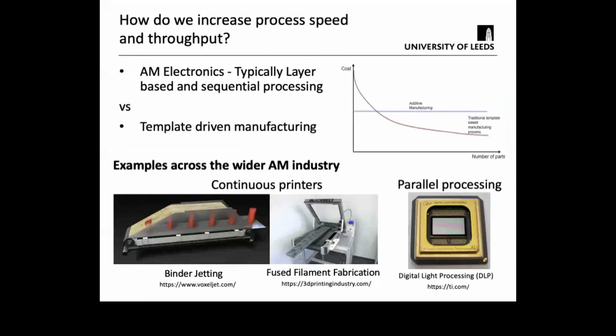Another area is process speed and throughput. You look at 3D printing of electronics, and some of these techniques to produce a single part might take hours or longer. How does that work if you want to scale up or produce anything in volume?